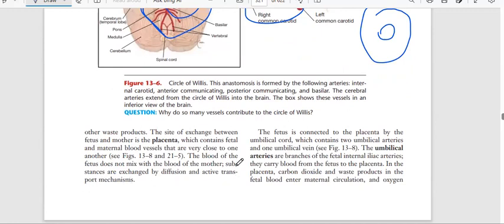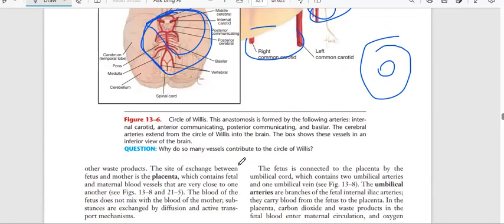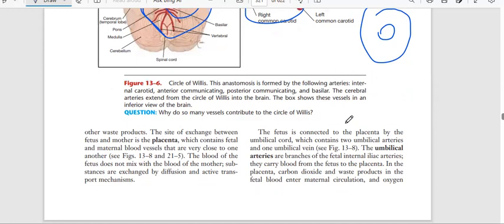So we have one transport mechanism, diffusion, from higher amount to lower amount. Likewise, blood, nutrition, everything will go, oxygen will go, with the help of the placenta. The fetus is connected to the placenta by the umbilical cord, with the help of the umbilical cord. This is the umbilical cord.